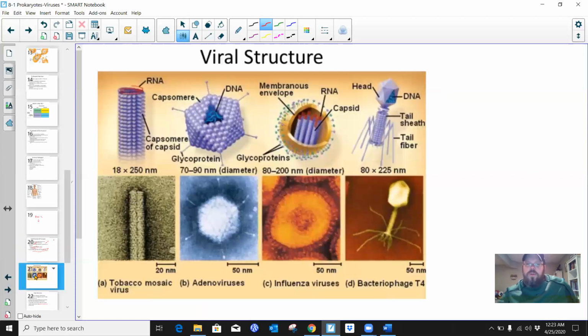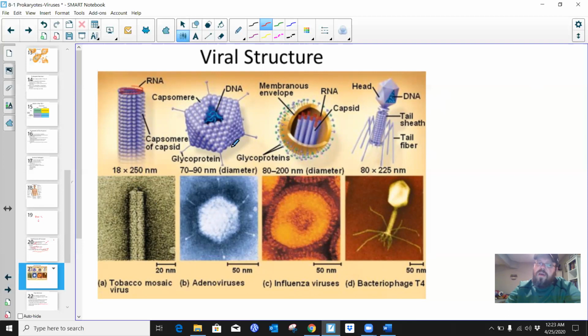Viruses have some pretty funky shapes. They can be really alien-like, is how I think of it. Really funky looking shapes. So these are just some examples, and again, I'm not expecting you to sit here and memorize these. We have what are called mosaic viruses, which are RNA looped around a central axis.